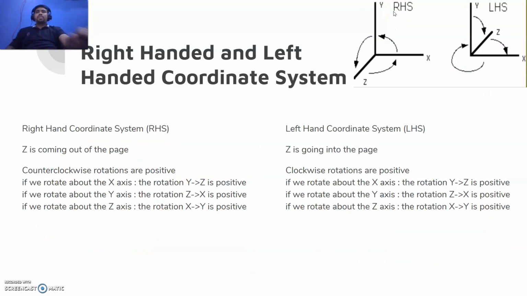Now you can clearly see the angle it makes. If there's any kind of rotation, in the right-handed coordinate system, counterclockwise rotations are always positive. Counterclockwise means going towards the left-hand side. So if I go from x to y-axis, it's positive, y to z is positive, and z to x again it's positive. Similarly, in the left-handed coordinate system, clockwise rotations are positive. Going from x to y is positive, y to z is positive, and z to x is positive. That is how it is calculated.